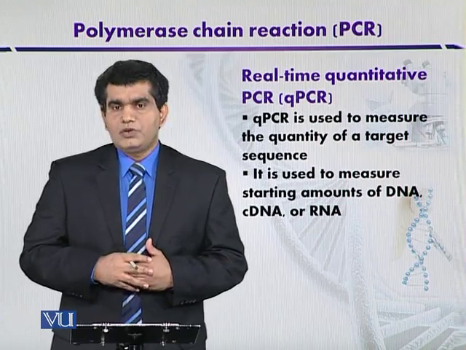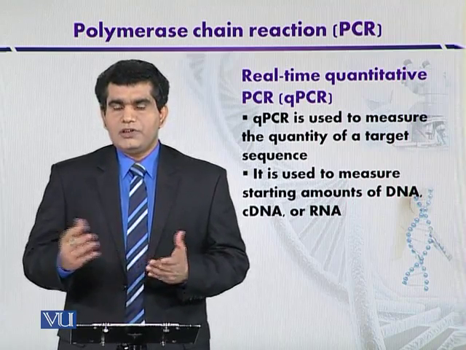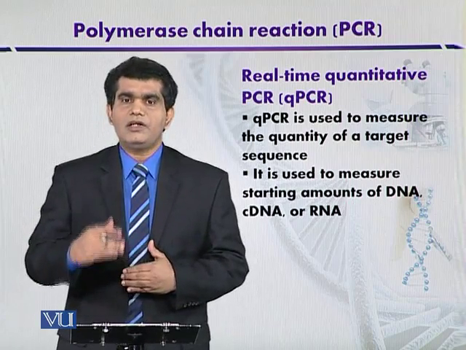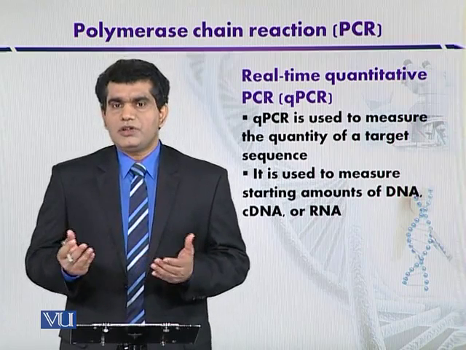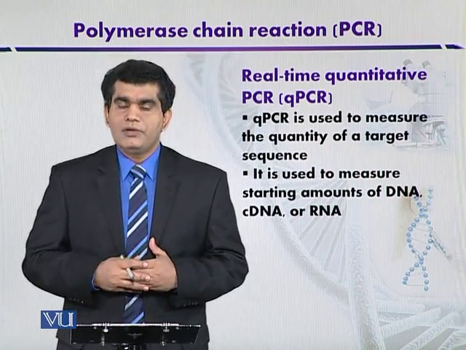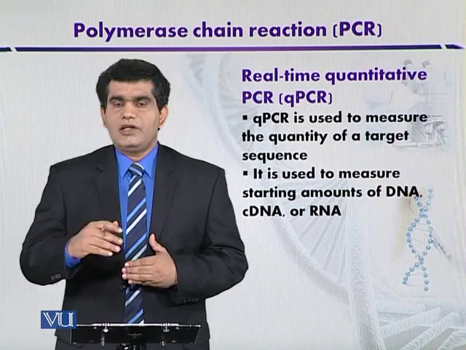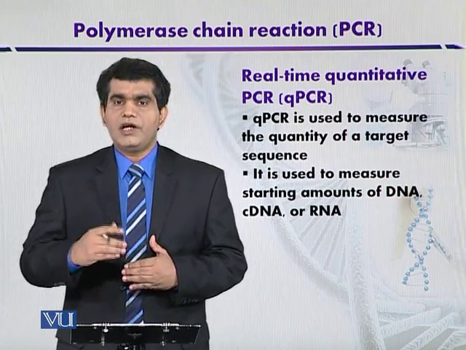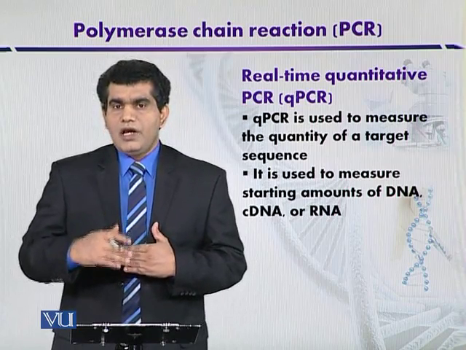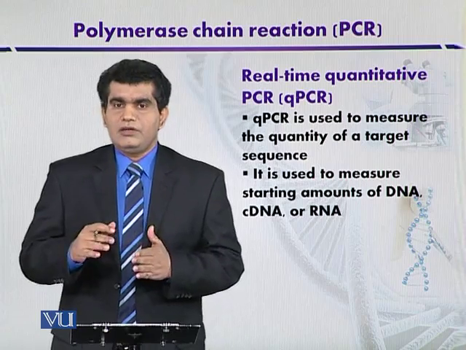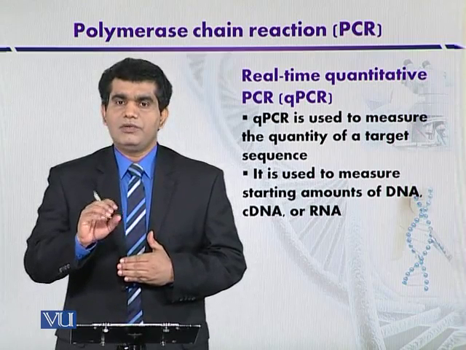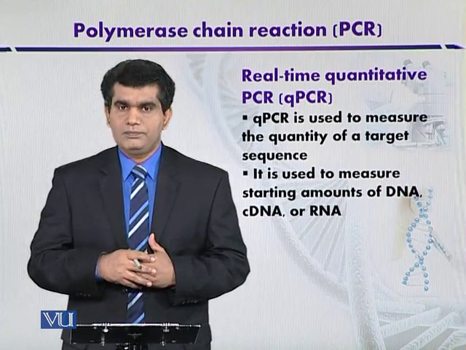So this approach to calculate the DNA molecule after a particular number of cycles was first used by Higuchi and co-workers in the early 1990s. They used a chemical which is called ethidium bromide. If you remember, ethidium bromide is an intercalating agent. It can intercalate between the nucleic acid bases, and after intercalation it can even give fluorescence. So it is highly specific to bind with the double stranded DNA molecule.